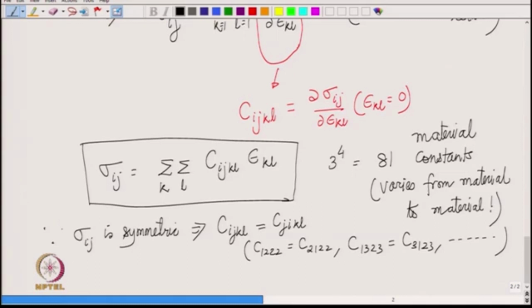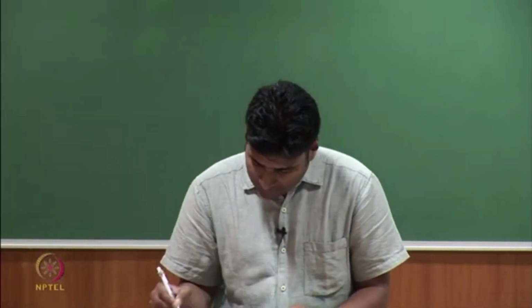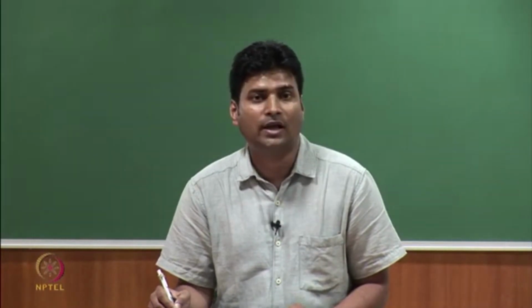So, you can see that not all the 81 components here are independent. Likewise, because the strain is symmetric, that means epsilon kl is equal to epsilon lk, you can always force C ijkl to be equal to C ijlk. If C ijkl is not equal to C ijlk and you work out this multiplication, then you will see that the factor due to which kl and lk are not same does not really affect this summation, and that is because strain epsilon is symmetric. Okay. So, you can do some mathematics and show that C ijkl should also be equal to C ijlk.